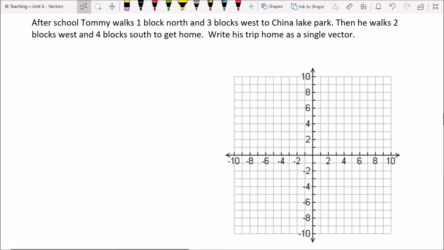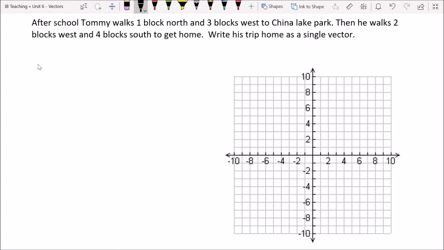Now that we have a few notes on notation, let's get into a couple of basic examples. Let's do one where someone walks home from school. After school, Tommy walks 1 block north and 3 blocks west to China Lake Park. Then he walks 2 blocks west and 4 blocks south to get home. We want to write his trip as a single vector. We're going to do this both arithmetically on the left and visually on the right.